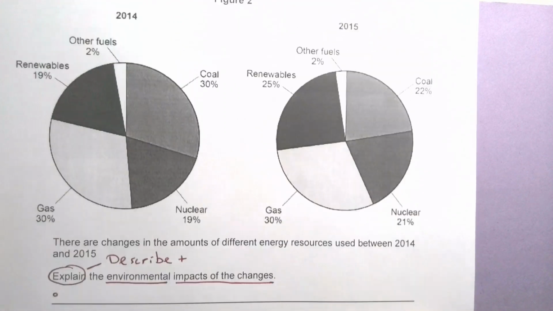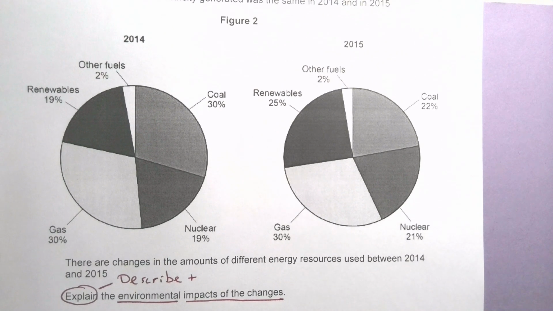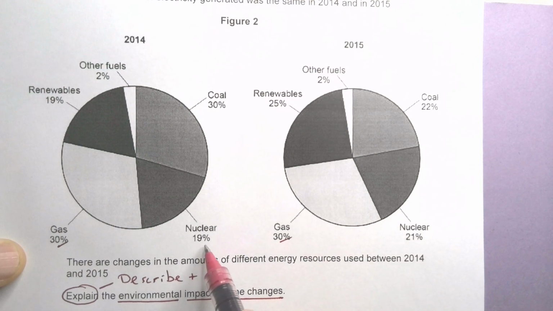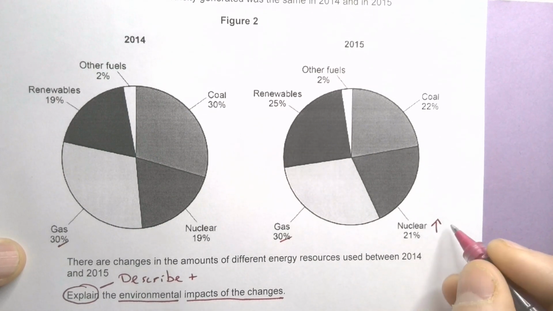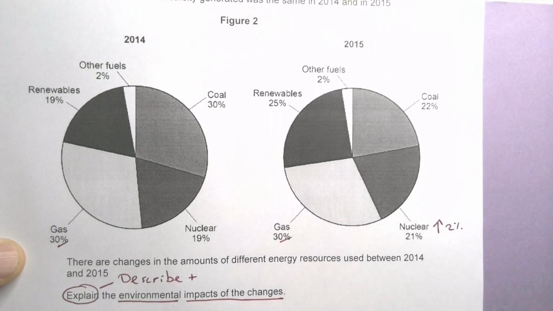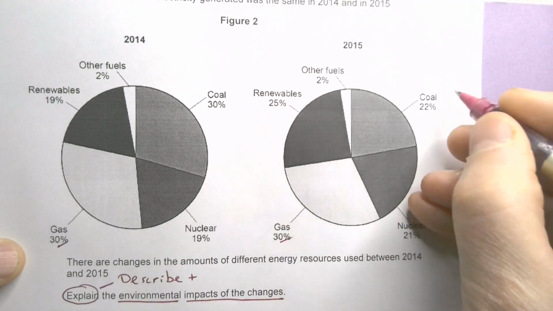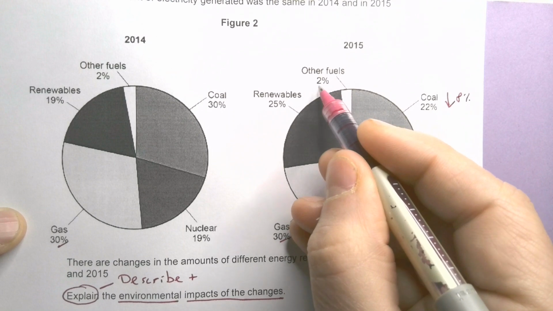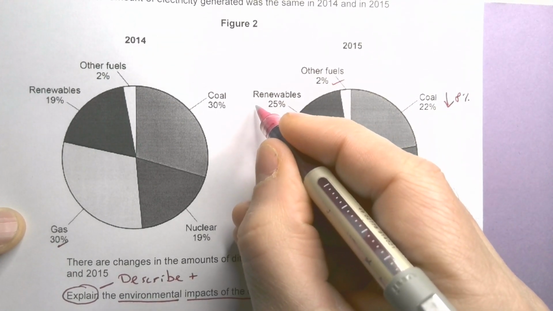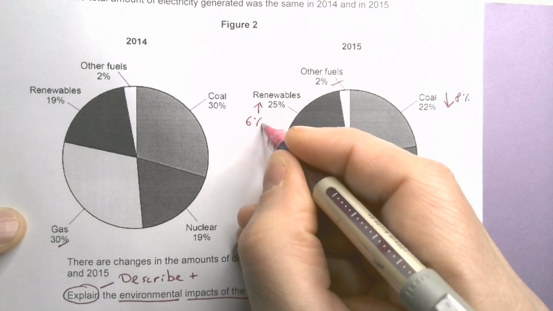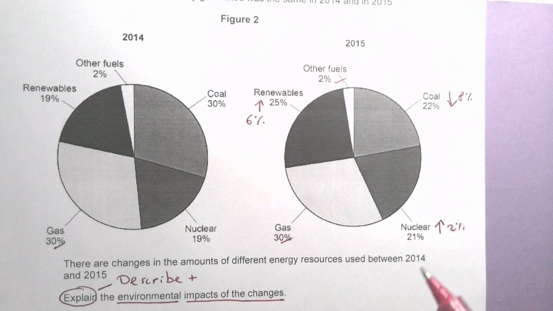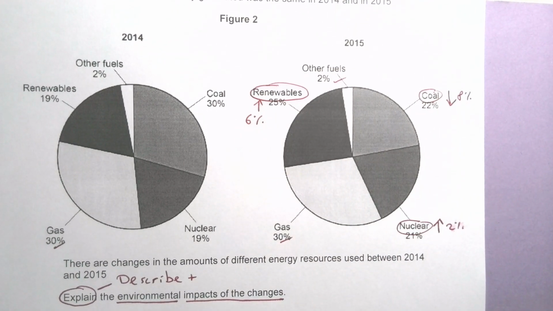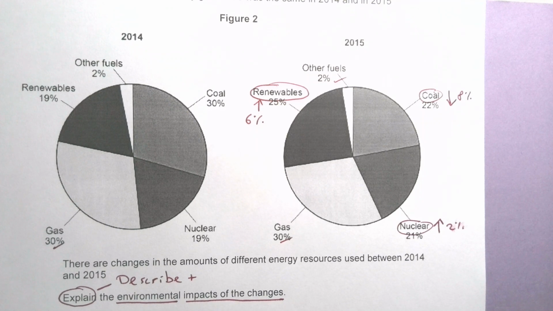So what do we notice? What's the sort of big thing that we notice here? Well, gas is the same, so don't really notice anything with that one. Nuclear goes up by 2%. Coal then goes down by 8%. That's quite a big change. Other fuels stay the same, so I'm not going to say anything about them. Renewables has gone up by 6%. So there's 3 big changes there, and they're between nuclear, coal and renewables. Okay, so I'm going to talk about those 3, and we're talking about the environmental impact in particular.